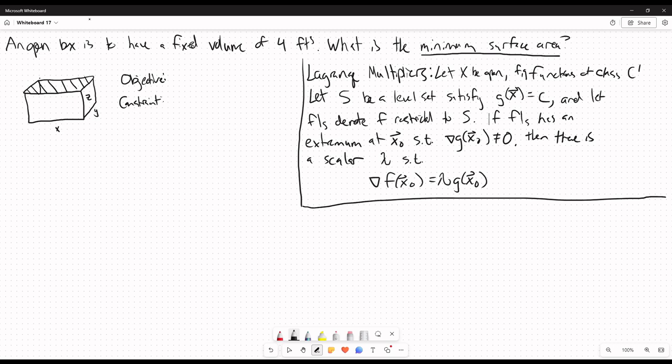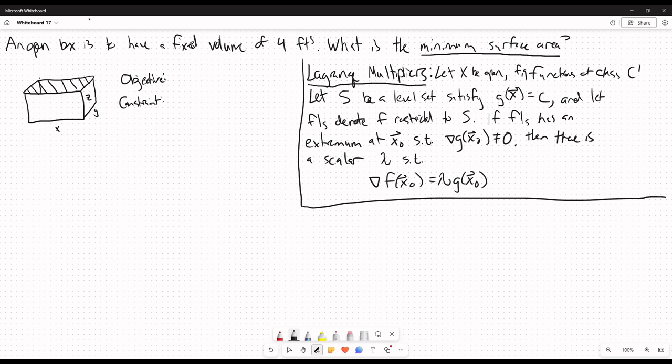Now, in Calc 1 we did these problems, and essentially these problems amounted to taking a couple equations and then doing some solving so that we can write it as one equation that we need to optimize. We're actually going to use a totally different technique in vector calc, which might be easier in some cases. And that's going to involve Lagrange multipliers.